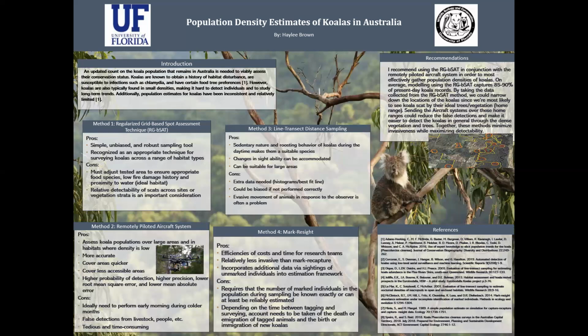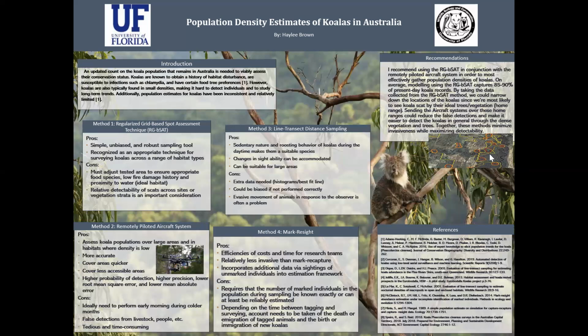since we're most likely going to see the koala scat by their ideal trees or vegetation, which is also known as their home range. I have an example of their home range in the picture right over here. And these little red and orange spots are going to be the scat assessments.